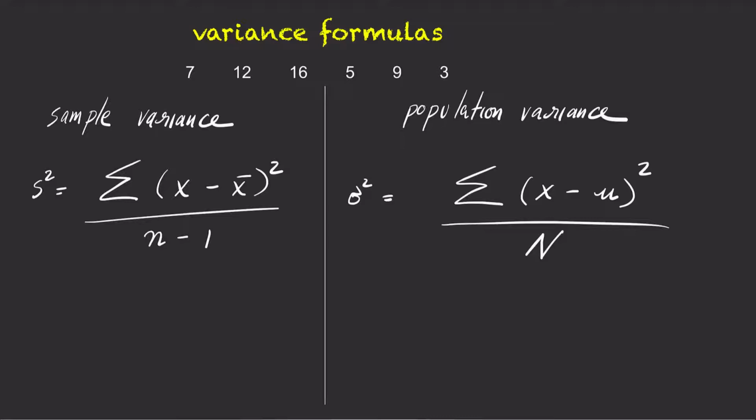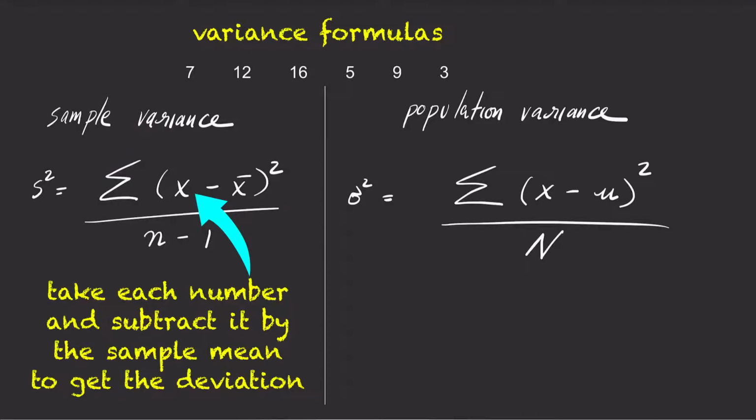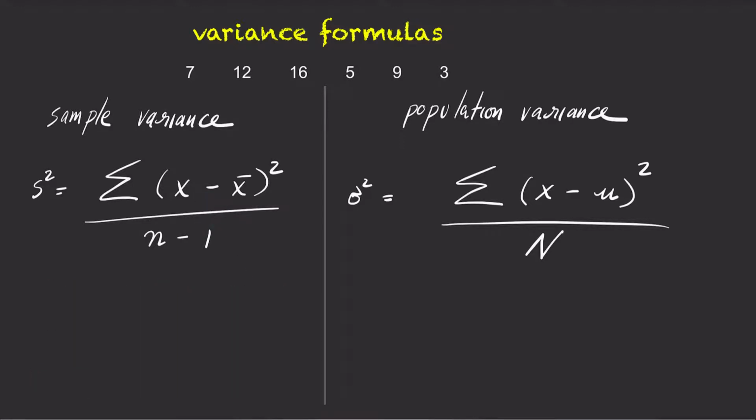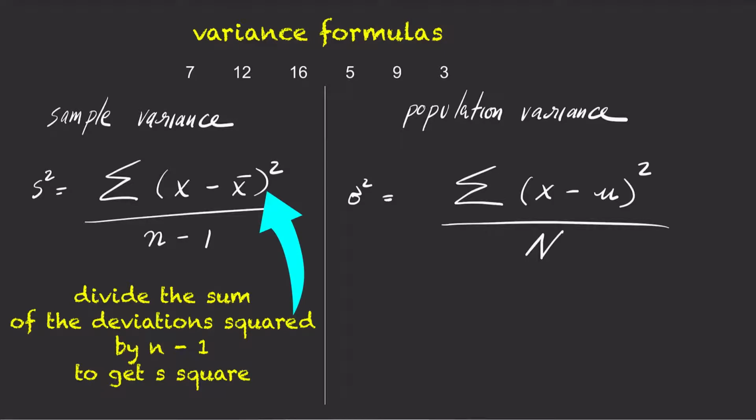Notice, the 2 formulas are almost the same with some differences. For sample data, we use S squared to represent the sample variance. The deviations are found by subtracting each number from the dataset by the sample mean. And we divide the sum of the deviation squared by 1 less than the sample size, which is n-1.